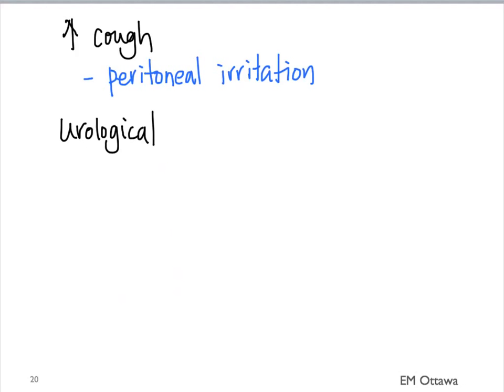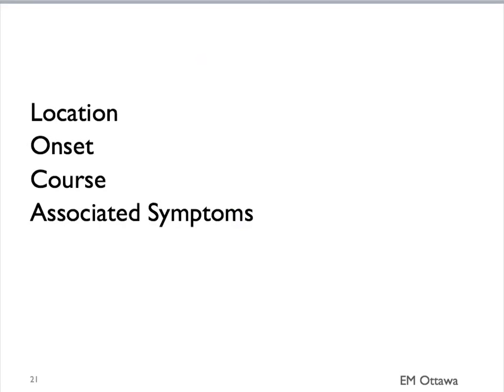In summary, we discussed the approach on history you may wish to take in patients with abdominal pain. We can divide it into location, how the pain started, what is the course of the pain, and any other associated symptoms. In part 2, we'll discuss how to use our physical examination to narrow down the diagnosis.